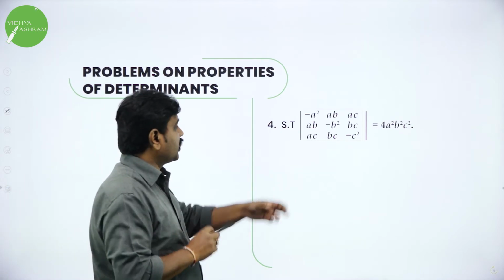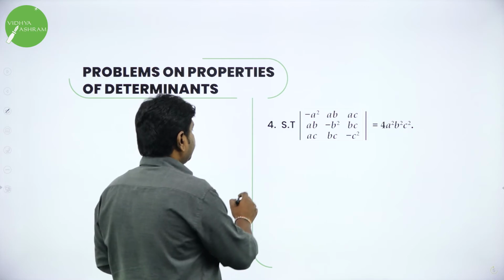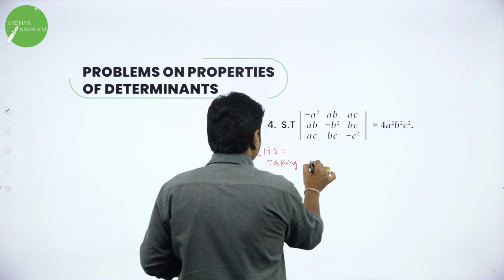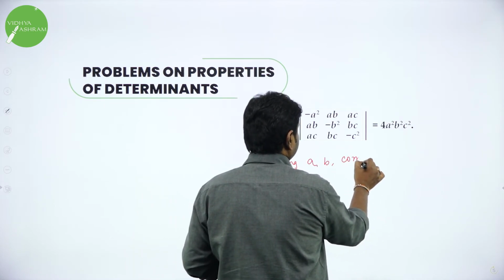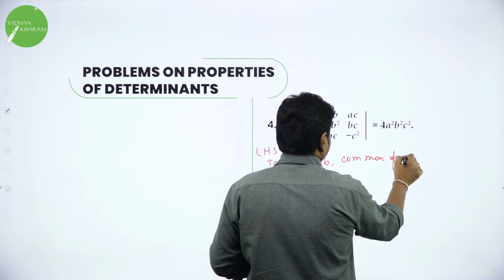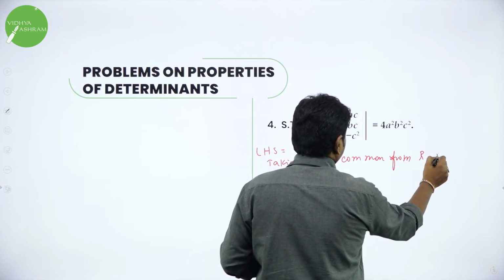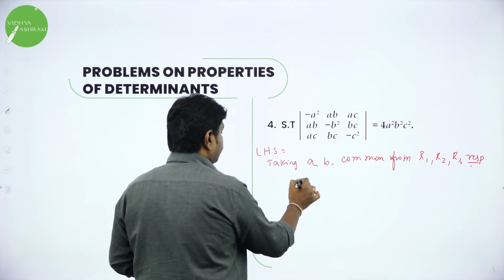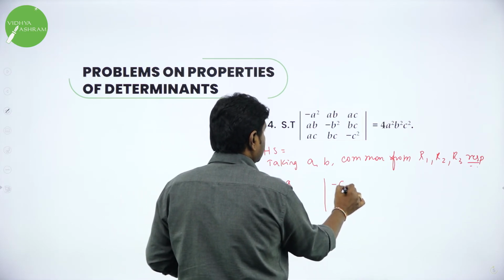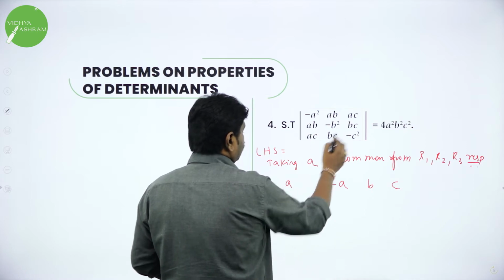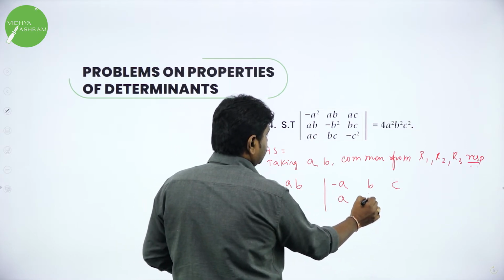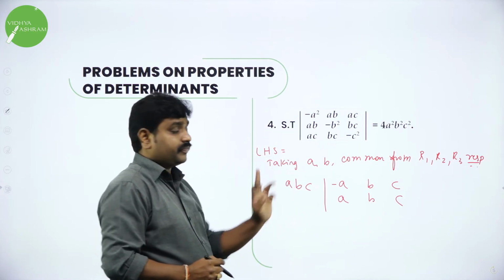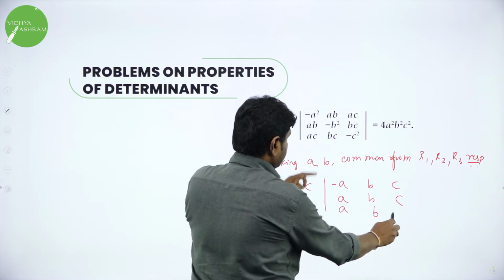From the first row you can take a common. So, in the LHS, taking a, b, c common from rows R1, R2, R3 respectively, means from R1 if I take a out, it will become minus a, b, c, and from R2 if I take b out, it will become a, minus b, c, and from the third row if I take c common, this will be a, this will be b, this will be minus c.